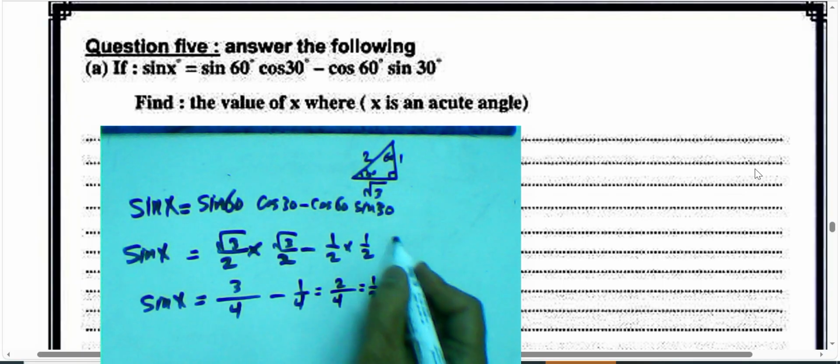Then sin x will be equal 3 over 4, root 3 times root 3 equal 3, and 2 times 2 equal 4, subtract half times half equal 1 over 4. The result will be 2 over 4, it will be 1 over 2. Then sin x will be half.